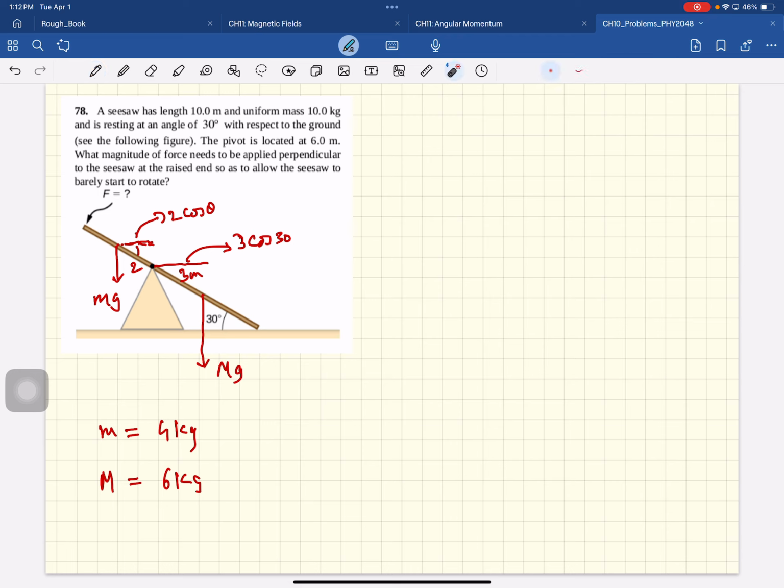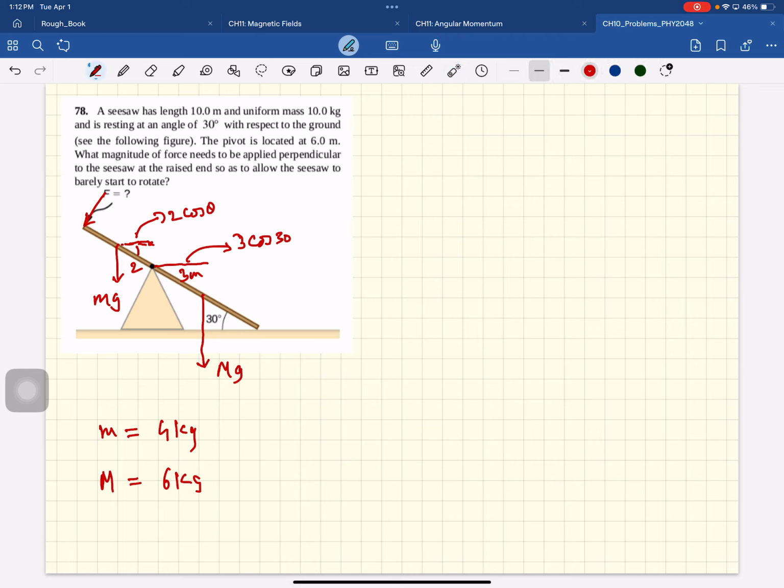Okay, so what is it that you want to do? What magnitude of force needs to be applied perpendicular to the seesaw? So what force do you need to apply to barely start rotating? So what you want to do is, this force is rotating the seesaw clockwise, this is a counterclockwise rotation, and this torque also will be a clockwise rotation. So the net torque needs to be 0 such that it barely starts rotating. So if you apply a force greater than that, then it'll start rotating like that.